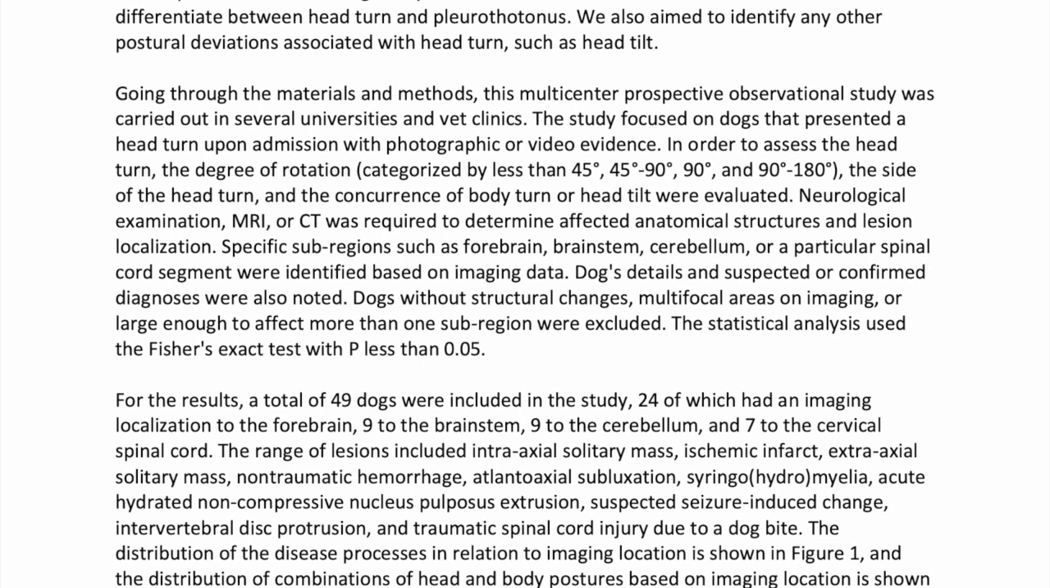Our aims were to identify the central nervous system regions associated with head turn with or without body turn in patients with neurological dysfunction and determine whether lesion location can differentiate between head turn and pleurothotonus. We also aim to identify any other postural deviations associated with head turn, such as head tilt.